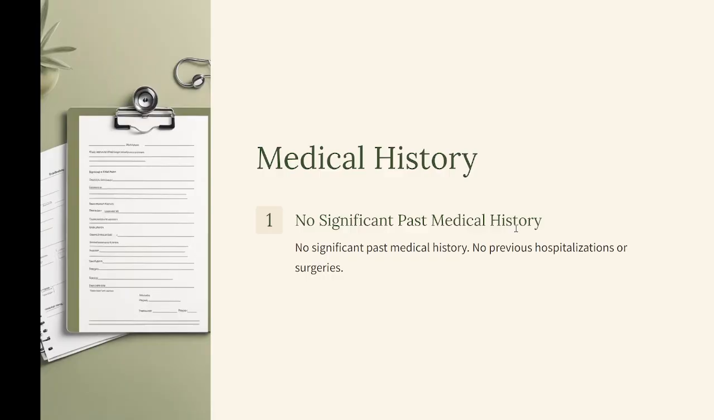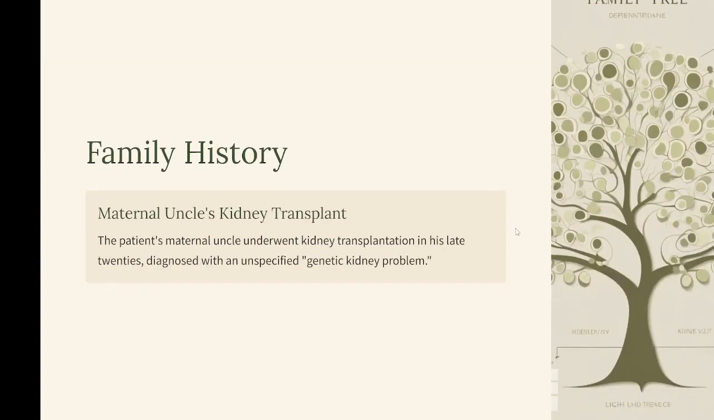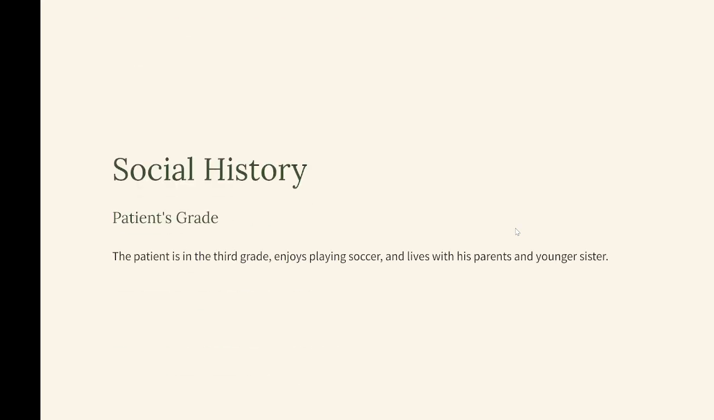Family history. The patient's maternal uncle underwent kidney transplantation in his late 20s, diagnosed with an unspecified genetic kidney problem. Social history. The patient is in the 3rd grade, enjoys playing soccer, and lives with his parents and younger sister.